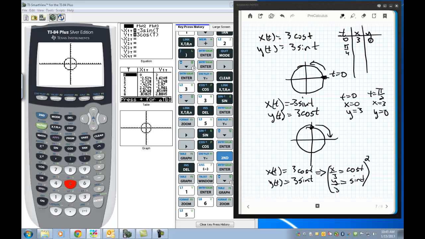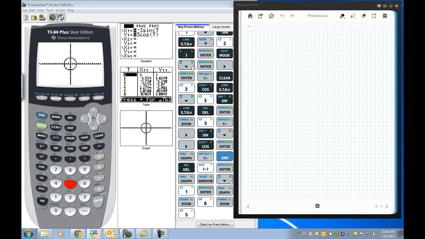Why can't I square everything? I can. There's no law that says that I can't. I'm going to have to come back over here. Let's do a new page. So what did I say? X thirds equals cos t. Y thirds equals sine of t. Doesn't that imply, after I've squared everything, that x squared over 9 equals cos squared t and y squared over 9 equals sine squared t?